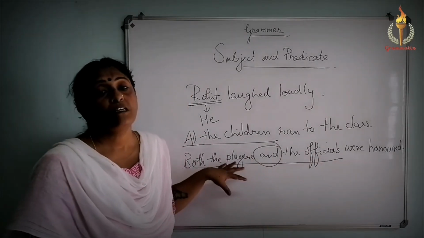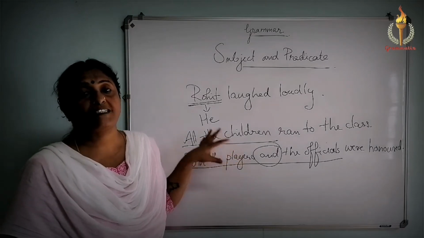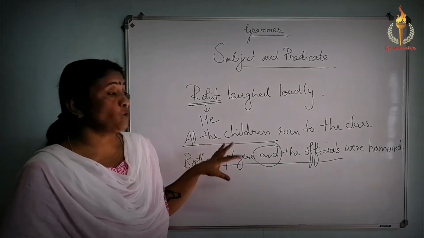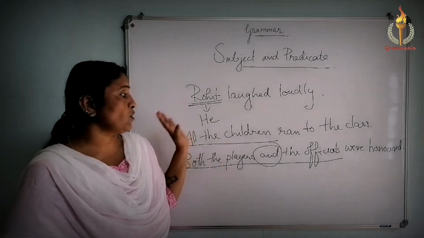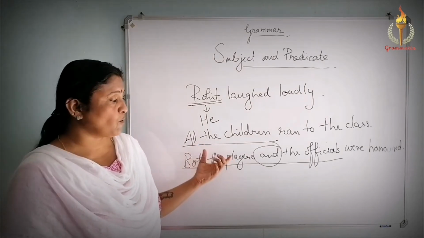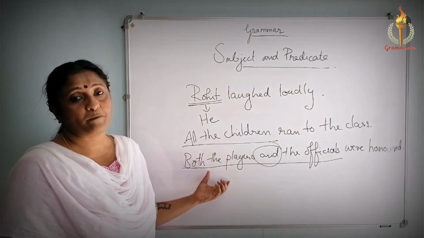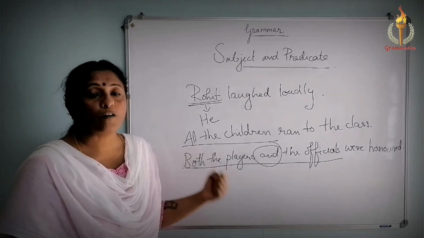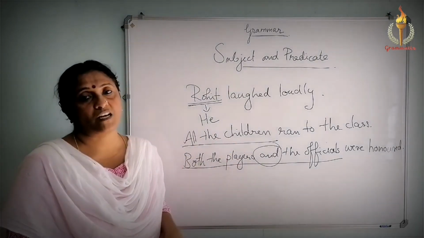So these are the methods in which the subject can appear in a sentence. So the first one, it can be one word or one pronoun. The second one, it can be a noun phrase with an article and or a modifier. The third one, it can be two or more nouns or pronouns or noun phrases joined together by a conjunction.